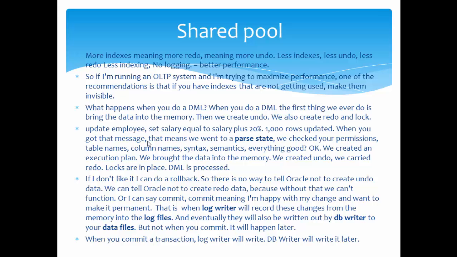We checked your permissions, table names, column names, syntax, semantics, everything is good. Okay, we created an execution plan. We brought the data into memory. We created undo. We created redo. Locks applied. DML is processed. If I don't like it, I can do a rollback. There's no way to tell Oracle not to create undo data.